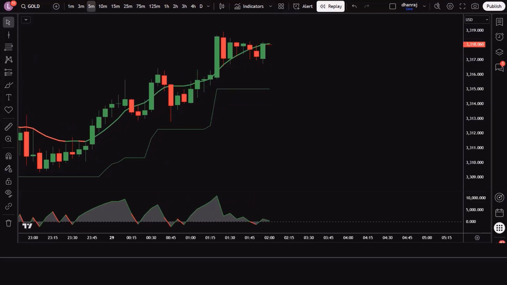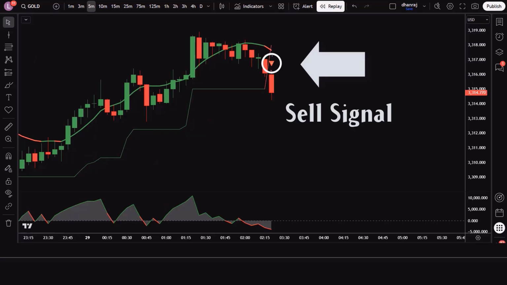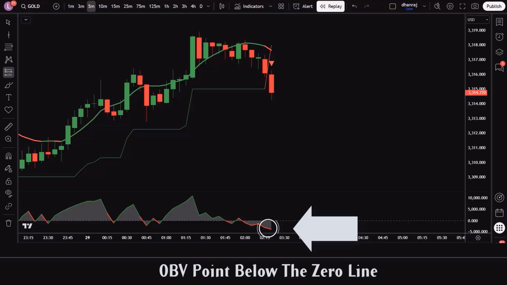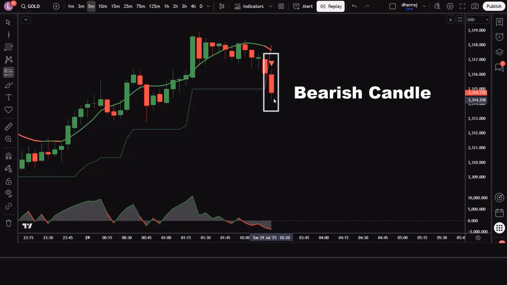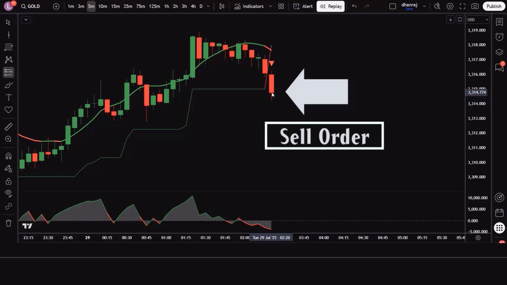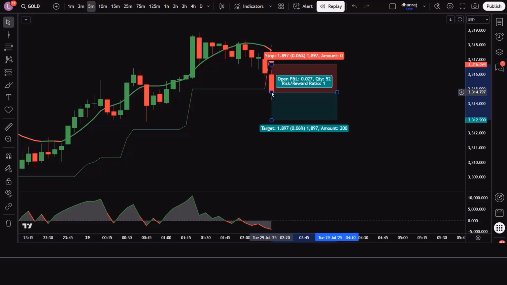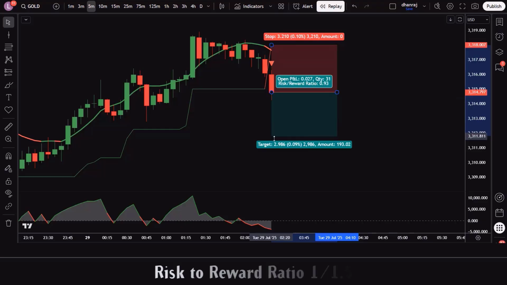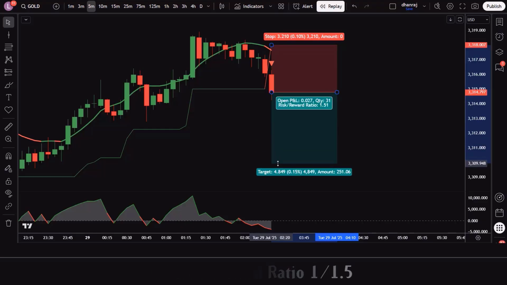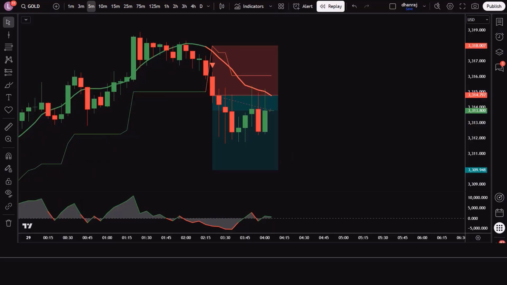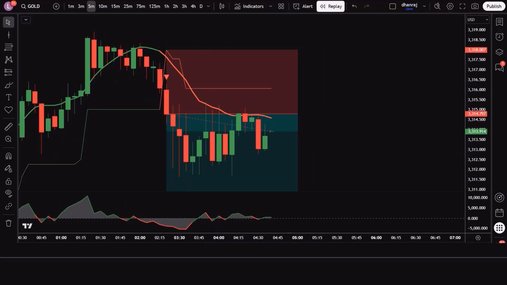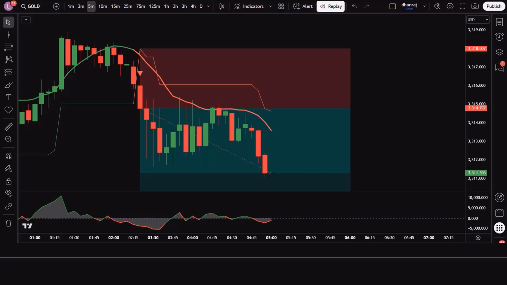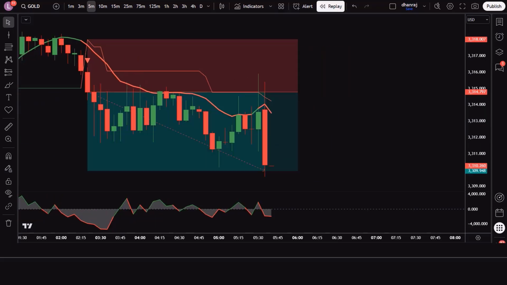Let's see how we use these trading setups. When the ADX combined strategy indicator gives us a sell signal, the OBV oscillator indicator should show the OBV point below the zero line, and the market forms a bearish candle. If this condition is fulfilled, then we will place a sell order. Our stop loss is to be placed at the trailing stop line, and the risk to reward ratio will be 1:1.5. The market has completely hit the target.